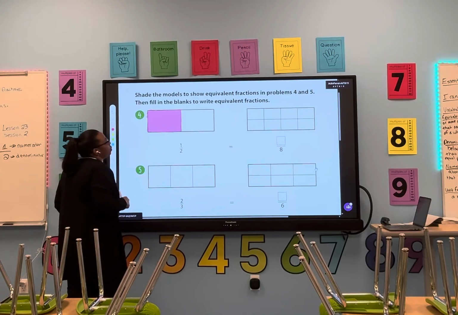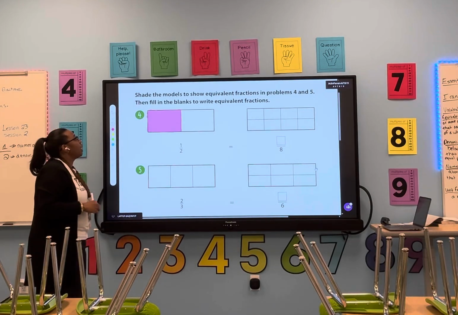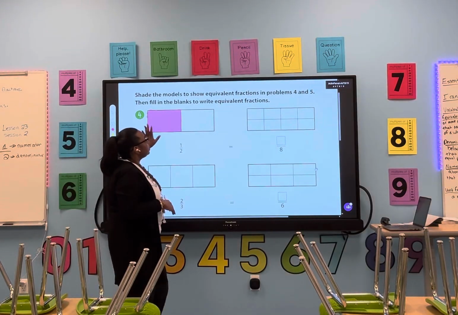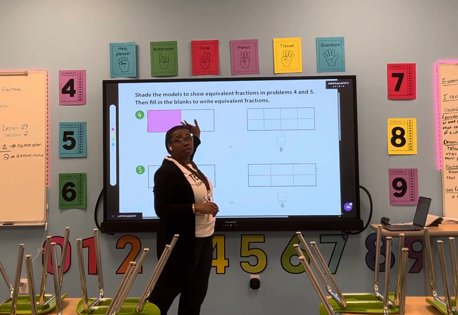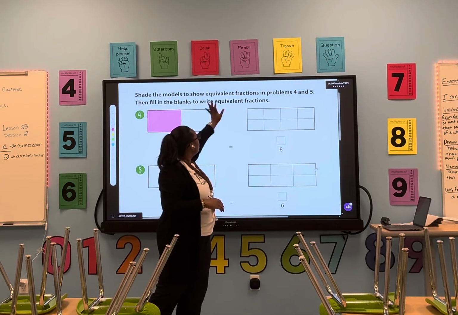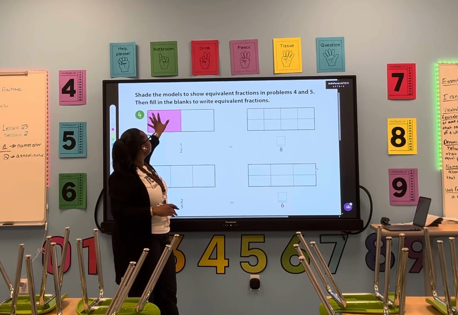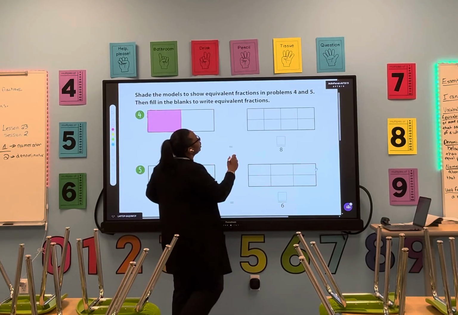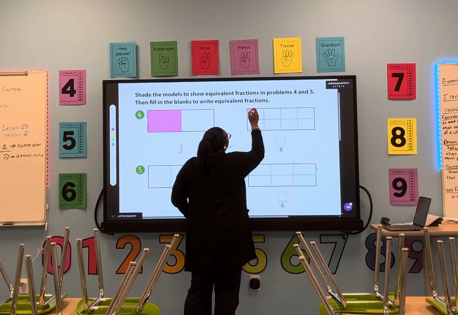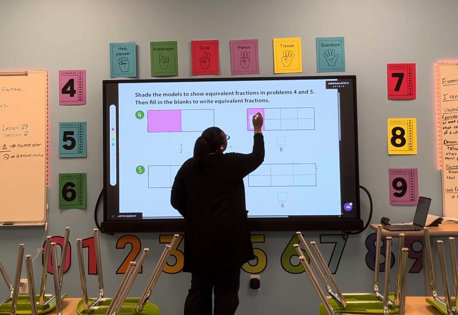Okay, that is 1/2 shaded in. Now when I go to this side, I need to make this equivalent or equal to this one. So I have to shade in the same amount. So if I shade in just this amount here, and I look at it, so let's just look at it, okay? We're gonna shade in this amount.